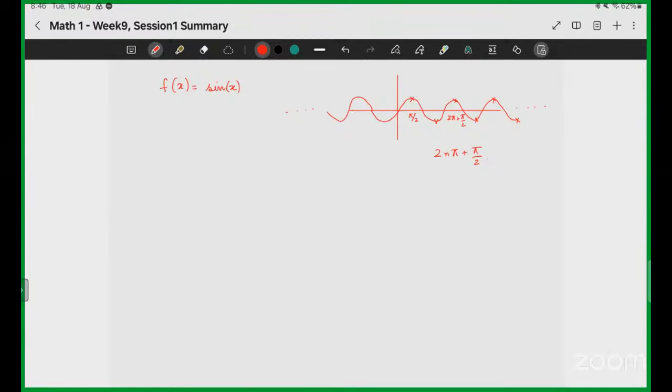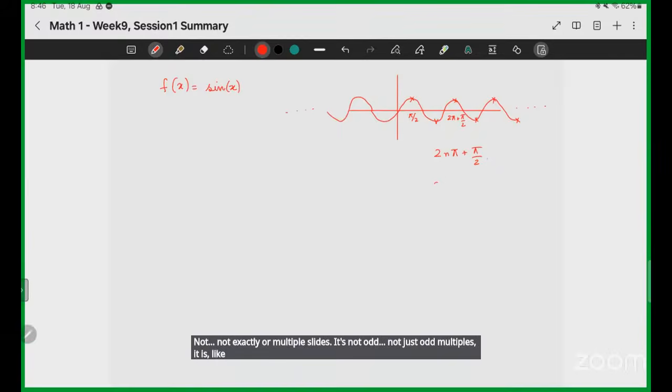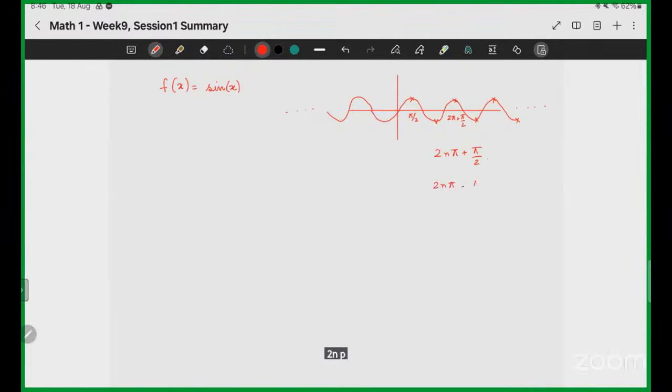Not exactly odd multiples, right? It's not just odd multiples. It is like 2n pi minus pi by 2, I think, would be correct. Minus pi by 2, 3 pi by 2, and so on. So this would be local maxima. This is what we expect. We have not solved the problem.